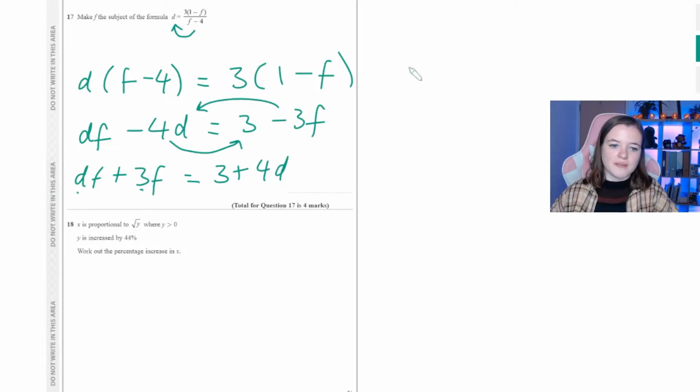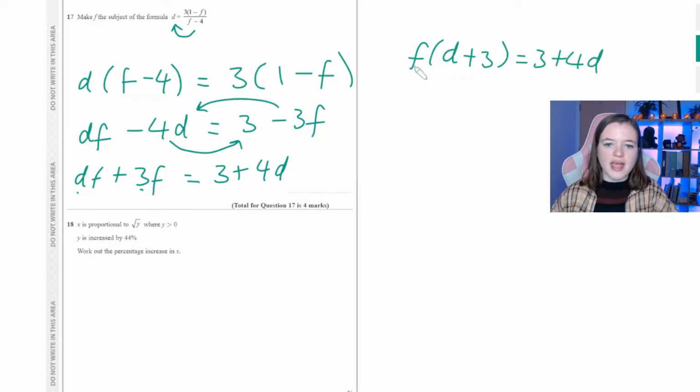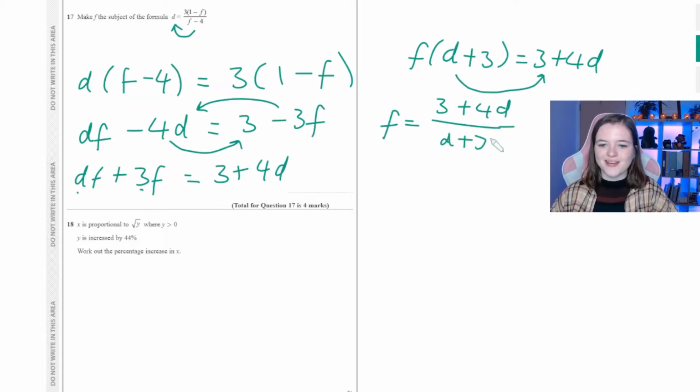So I'm going to move that up here. So then we've got f lots of d plus 3. That's equal to 3 plus 4d. And then I'm going to get rid of that. Send it down there, because currently these are being multiplied. So I'll just divide that down. I'm going to have f on its own. Ta-da! Would you look at that? Factorising saved the day. And there we have it. Moving on.